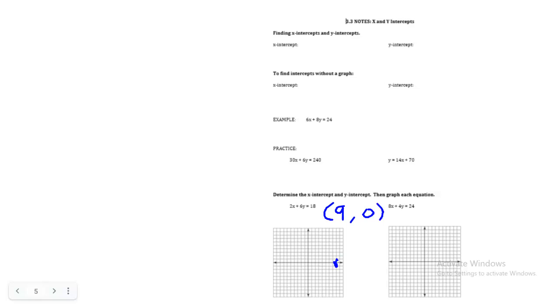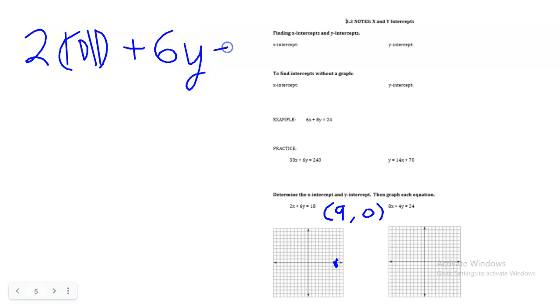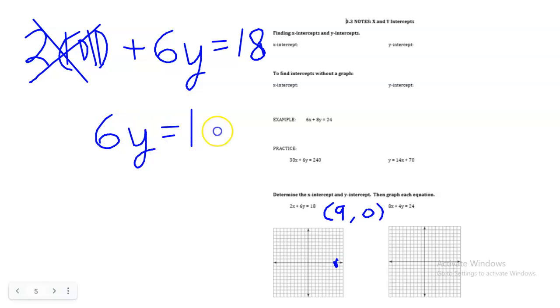Okay, so to find the y-intercept, I use similar thinking, and I plug 0 in for x and solve for y. So I've got 2 times 0, and I'm adding that to 6y, and that's equal to 18. Okay, 2 times 0 is just 0. So I've got 6 times y, and that's equal to 18.